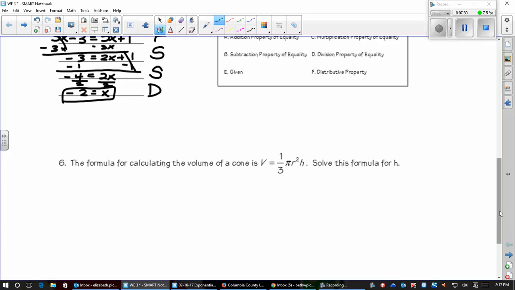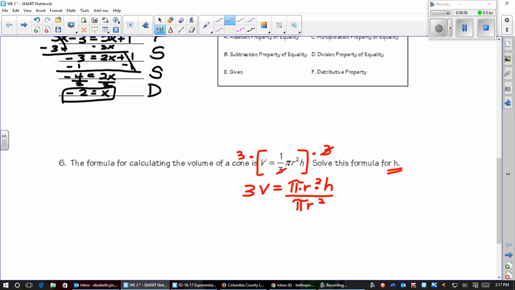All right, finally, number 6. We're going to solve this formula for the variable h. Now, one thing I would like to do first is get rid of that fraction again. So just like I did on problem number 2, I'm going to multiply both sides by 3. Those will reduce, and I'll have 3v equals pi r squared h. Now at this point, everything on this side is being multiplied by h, so I get rid of multiplication by dividing. So I'm going to divide both sides by pi r squared, and I'll reduce every bit of that. And my final equation for h will be 3v divided by pi r squared.